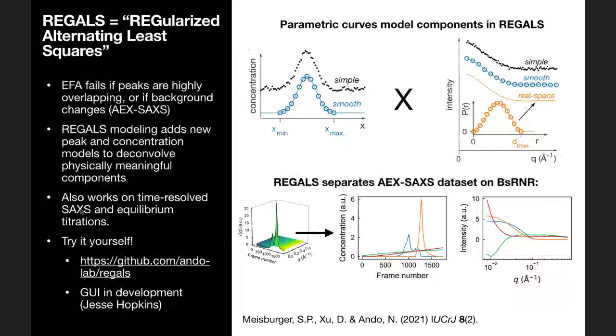One of the cool things about the Regals method is that it's very general, and you can use it on other kinds of data, including time-resolved SAXS and equilibrium titrations. We recently published this in IUCrJ, and all of our code and our example data sets are online, so you can play with these yourself if you want. I should also say Jesse has been working hard on a GUI in RAW, so you can do Regals without having to write any code. So stay tuned for that.